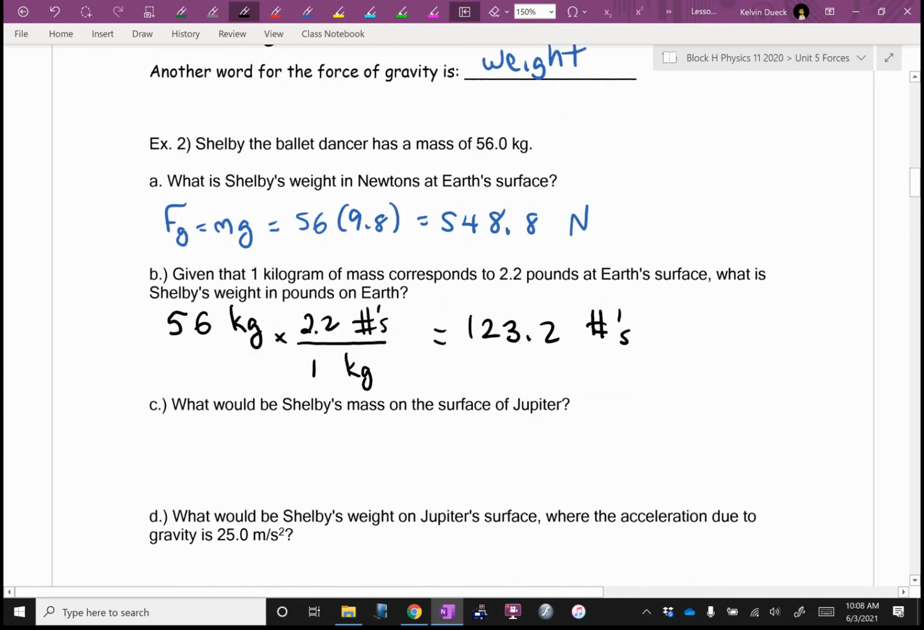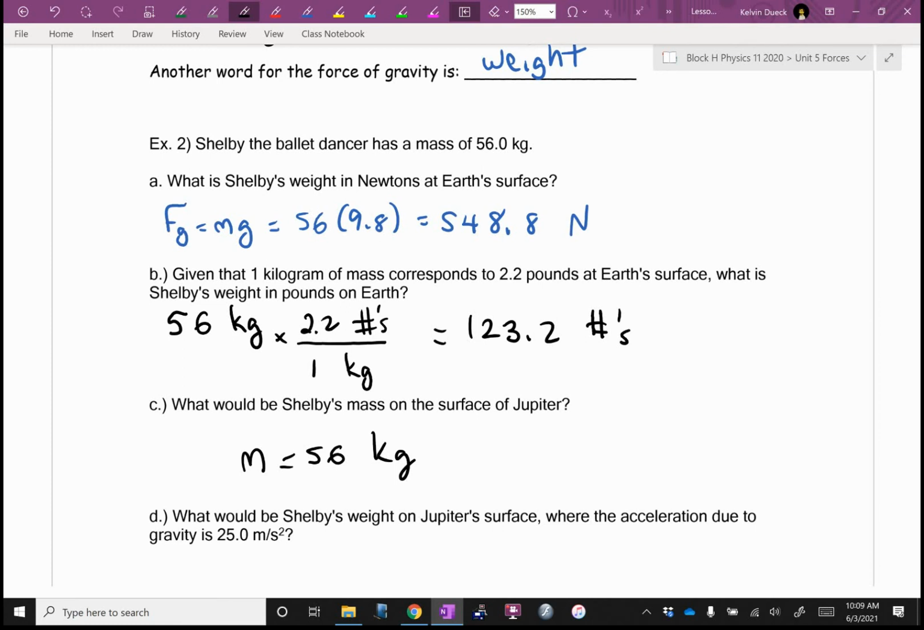What would Shelby's mass be on Jupiter? Well, what's the gravity? What's Shelby's mass on Jupiter? Mass doesn't change. 56 kilograms, my friends. What would Shelby's mass be just outside of a black hole? 56 kilograms, my friends. What does change? Weight. That's the one that's location dependent.